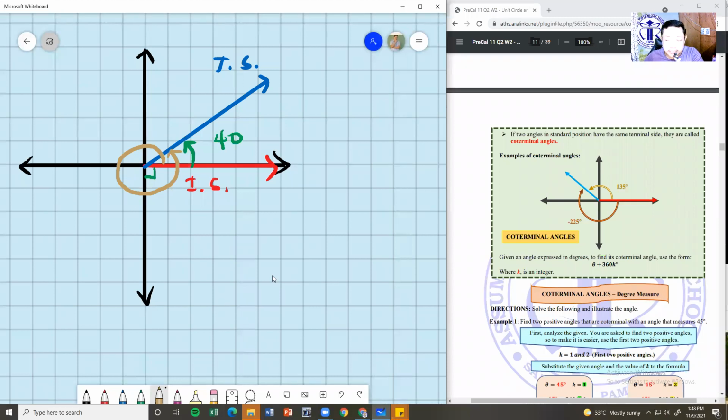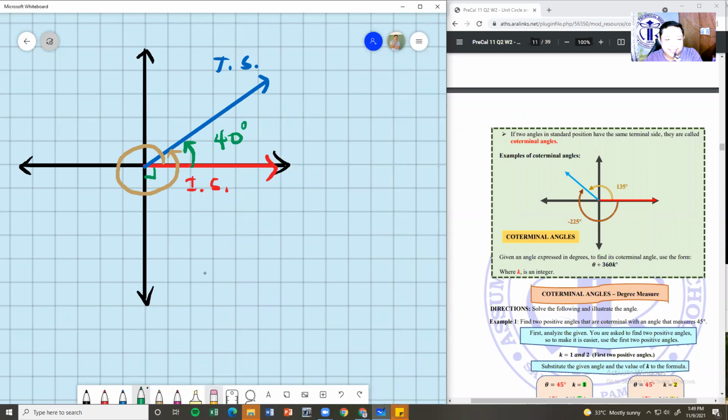It's not negative because your movement is in this direction. Look at it. There's a direction. So it's a positive coterminal angle. What do you think is the measurement of that coterminal angle? Type your answer in the chat box, please. I want you to imagine it. 360 is only 1 revolution.